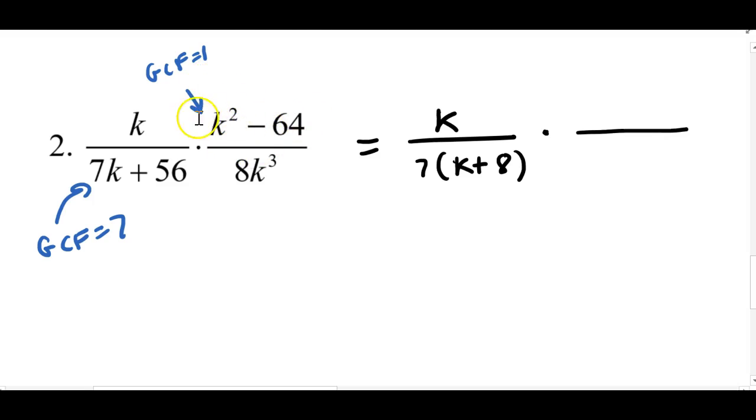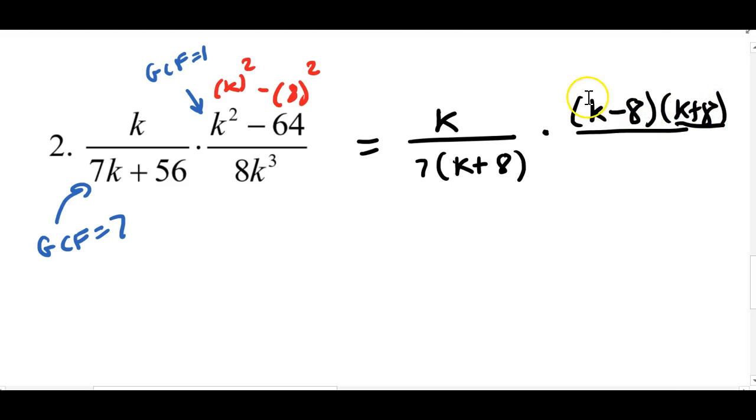Now, there are only 2 terms, so it must be one of the special ones. And we see squares, so probably a difference of squares. So k squared is k to the 2nd, and 64 is 8 to the 2nd. So we apply our difference of squares formula. That's going to factor as k minus 8, k plus 8. And for the 8k to the 3rd, that's a monomial, so we don't need to do anything with that. So that one we just transfer over.